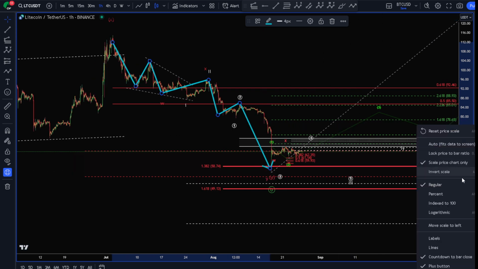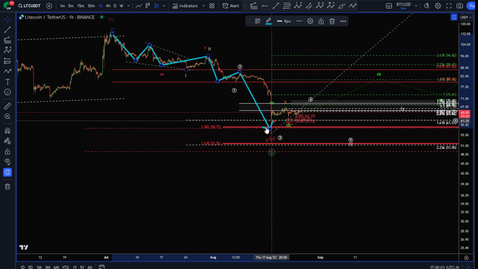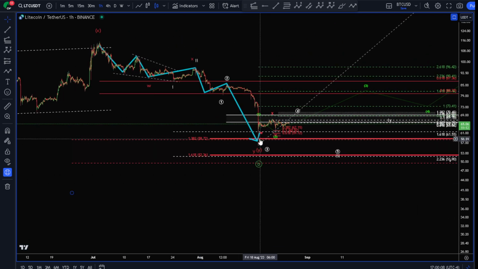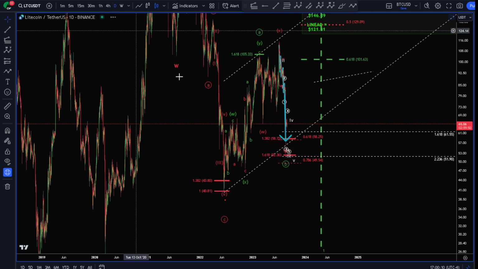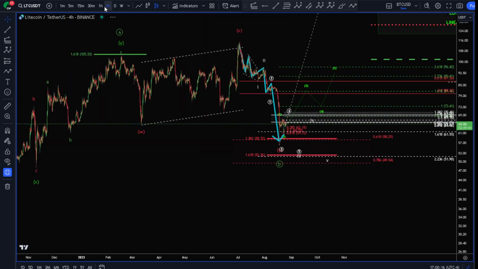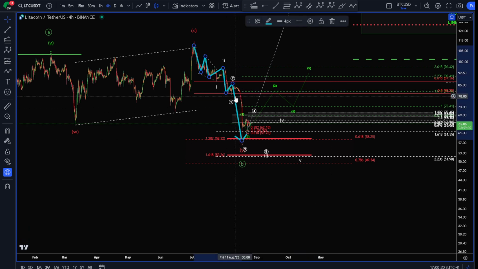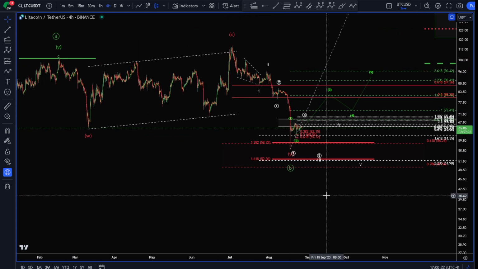We're also on log scale, we hit through the 0.618 of the larger A wave or W wave on the daily here, this wave here. You can see we ticked the 0.618 right there. So everything seemed as though we were going to be impulsive off this level.